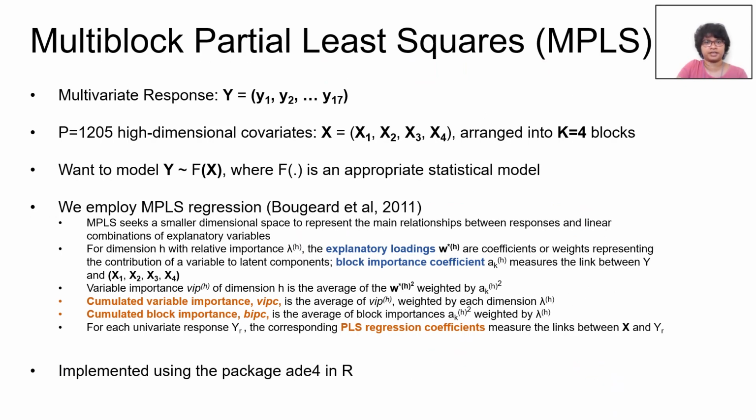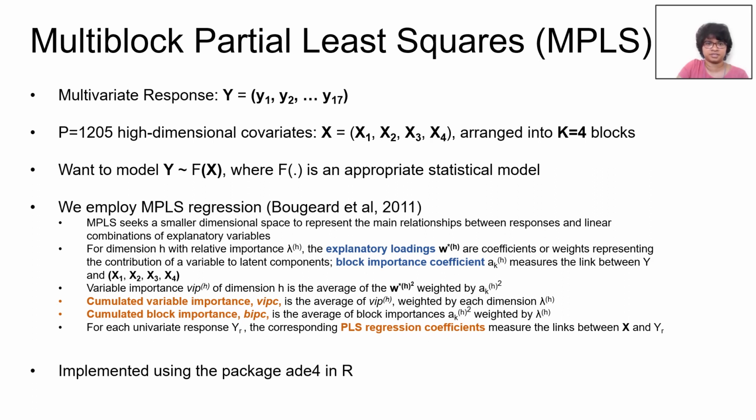Since our response Y is multivariate and our covariates X are high dimensional and arranged into blocks, it is very important that we select a model appropriate for data of this structure. So we choose to employ the multi-block partial least squares regression model to model Y on X. It tries to find the optimal linear combinations of independent variables that best explain the multivariate response while accounting for the block structure. We use 3 measures extracted from this model.